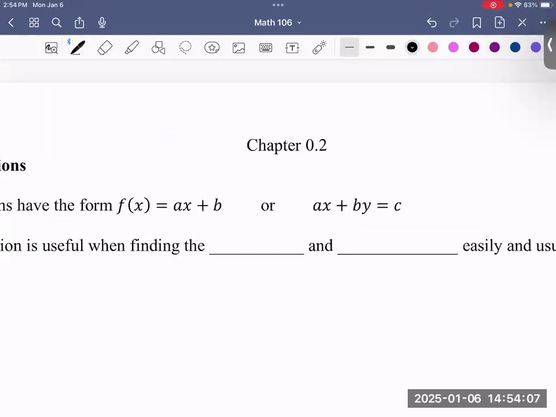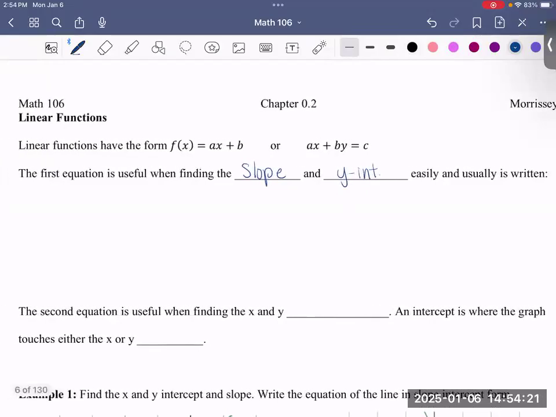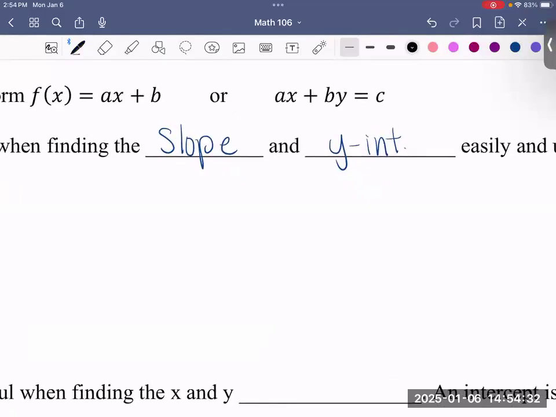Now, the first equation is useful when finding your slope and your y-intercept. It is easily and usually is what's written. This is what I'm going to prefer you all to write in this form. Now, if you didn't like that form ax plus b, you could have rewritten it as f of x is equal to mx plus b.